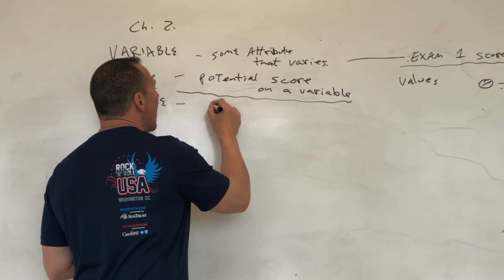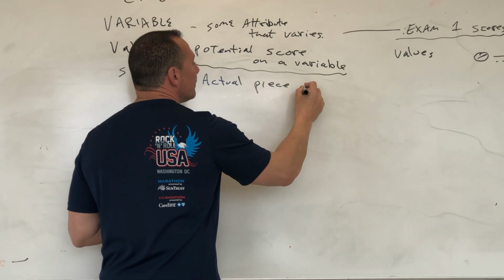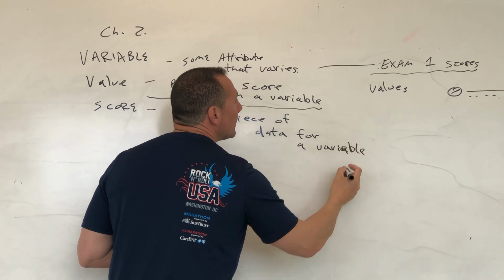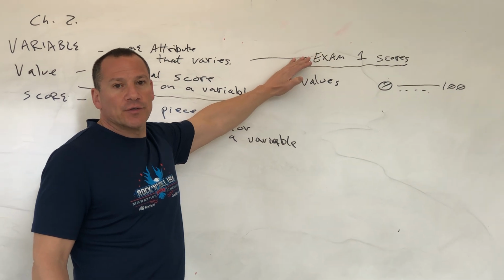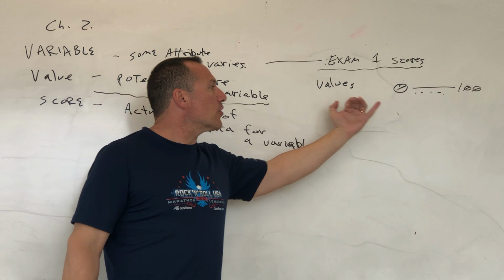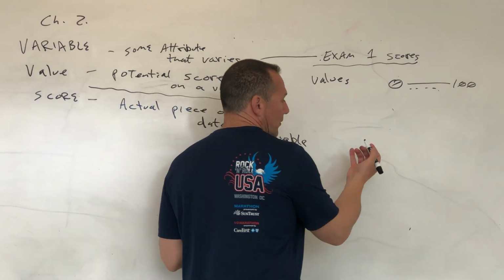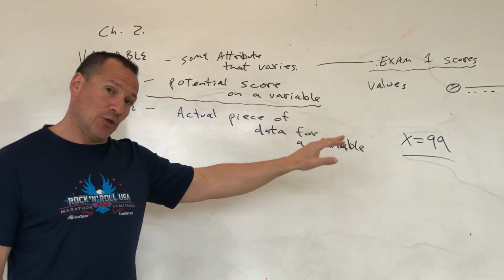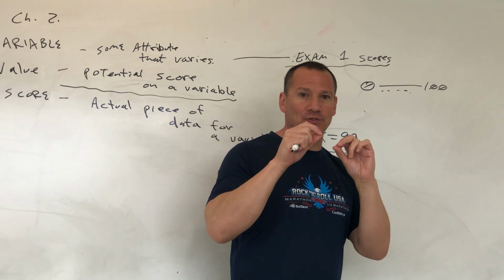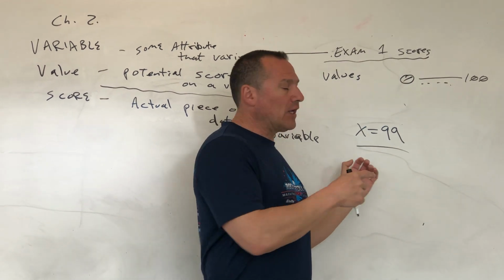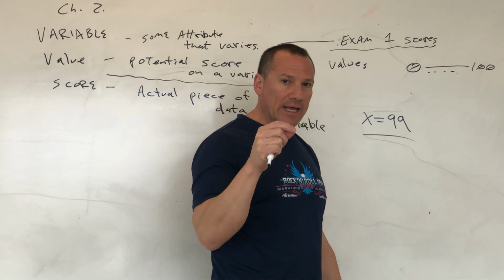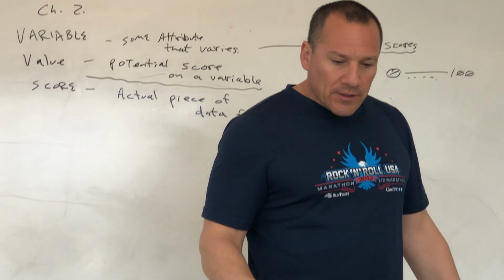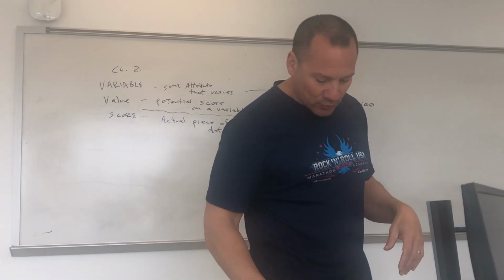Once someone actually gets a score, this is an actual piece of data for a variable. So the variable here is exam 1 scores. That's a dimension that has variability. Values are the potential scores that people could have. And then let's say that our friend Dana took the test, and I'll put X equals, and let's say she got a 99. I missed that one little point, Dana. That would be an actual score. So these are the values. 99 is one potential score, but when we're talking about someone's actual score, we'll use the word score, and we'll usually refer to it as X. So X equals means we're talking about a particular score corresponding to a particular case, in psychology research usually a particular person. So variables, values, and scores are concepts we'll be talking about throughout.